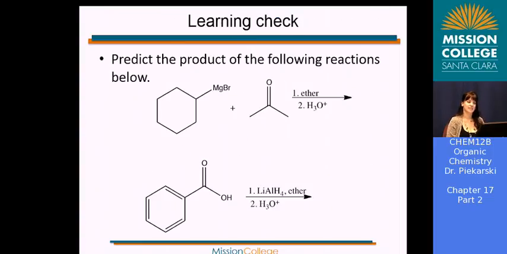So let's go ahead and practice what we just learned, and make sure you stop the video, try to predict the product or products of the following reactions, and then check your work.